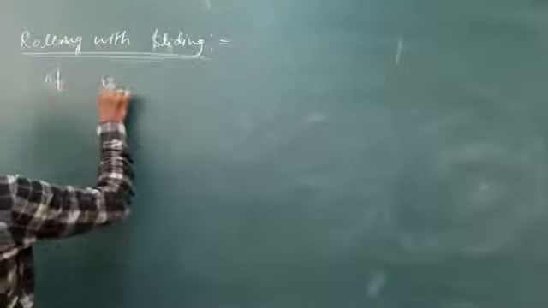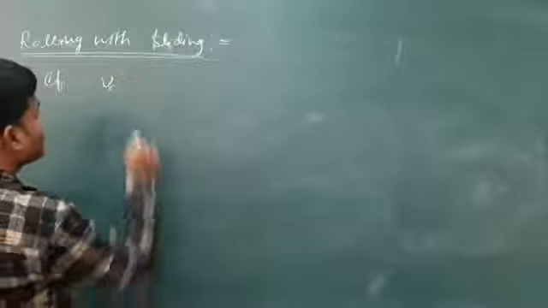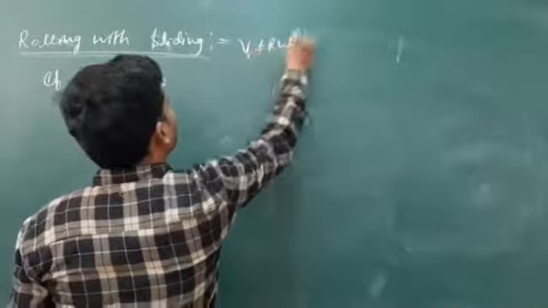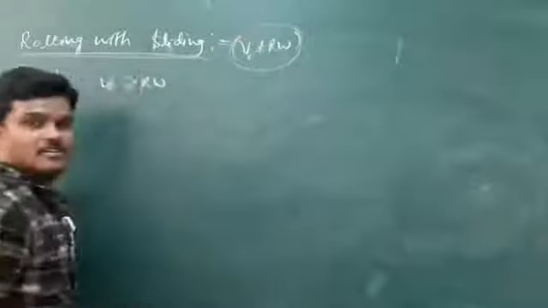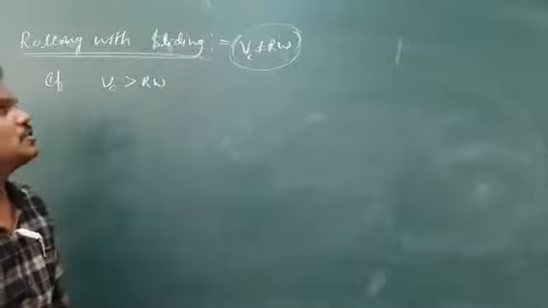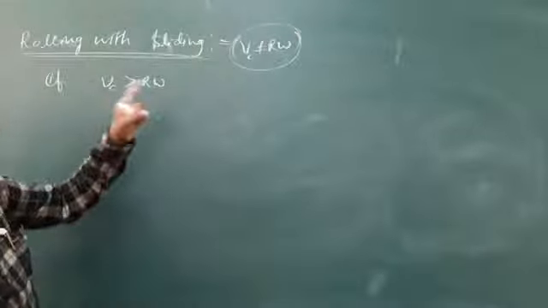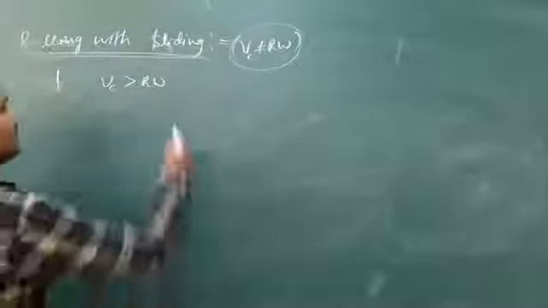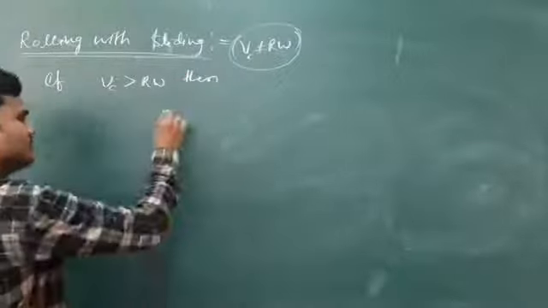Here there are two conditions to understand rolling with sliding. Let me take the first condition. If velocity of center of mass, nothing but translational velocity, is greater than r omega, here V is not equal to r omega. So this condition is not satisfied. If it is satisfied, then the condition is said to be pure rolling. And here V is not equivalent to r omega. If Vc, the velocity of center of mass of that rolling body, is greater than r omega, then let us see how the motion will change.